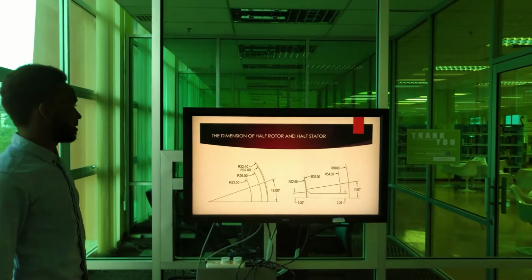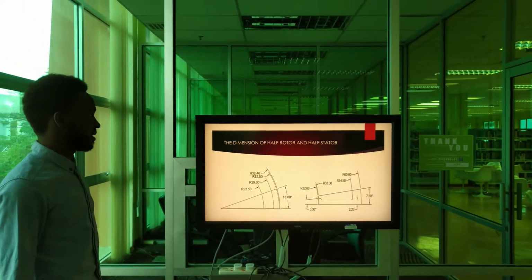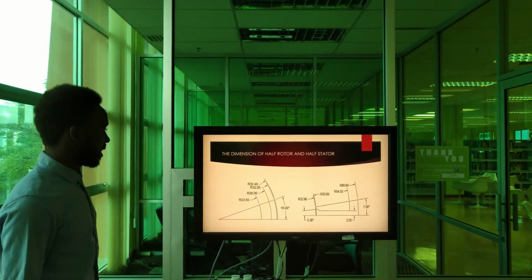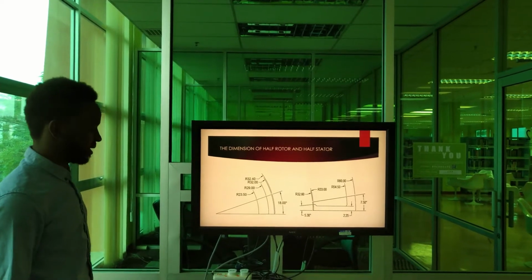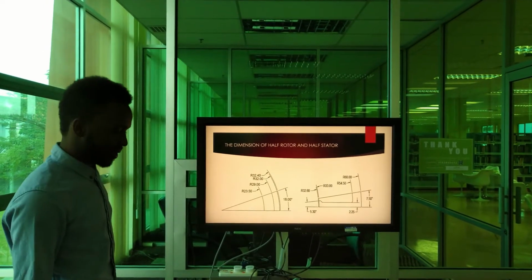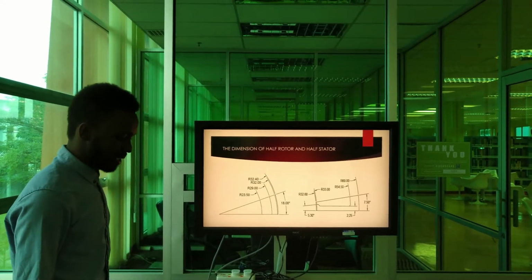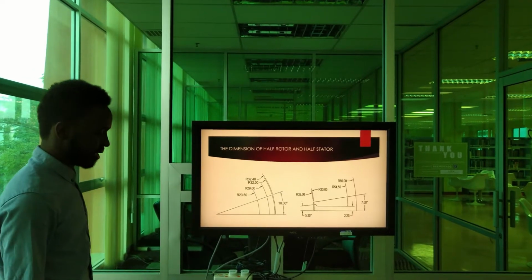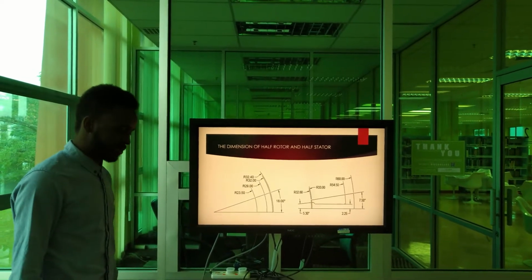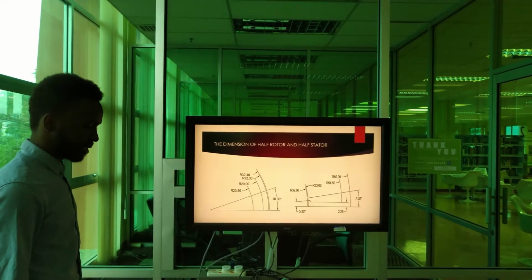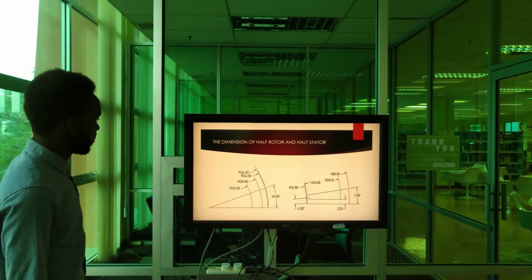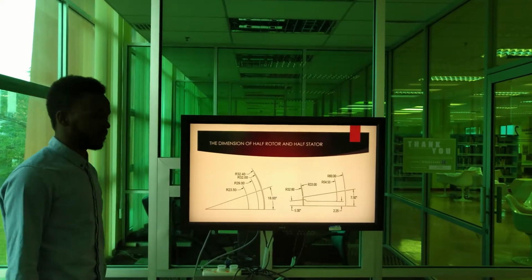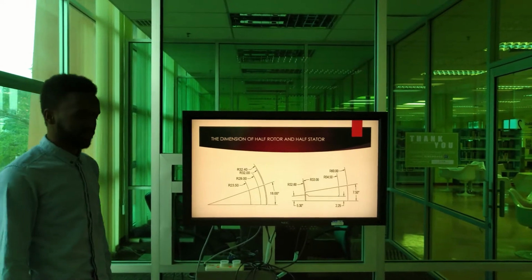Next, the dimensions of the half rotor and half stator. We used AutoCAD to design them, and we combined the half rotor and half stator to get the full design in AutoCAD. After that it is exported to ANSYS software to do the next step for the mini project. That's all from me. I will proceed to the next one.